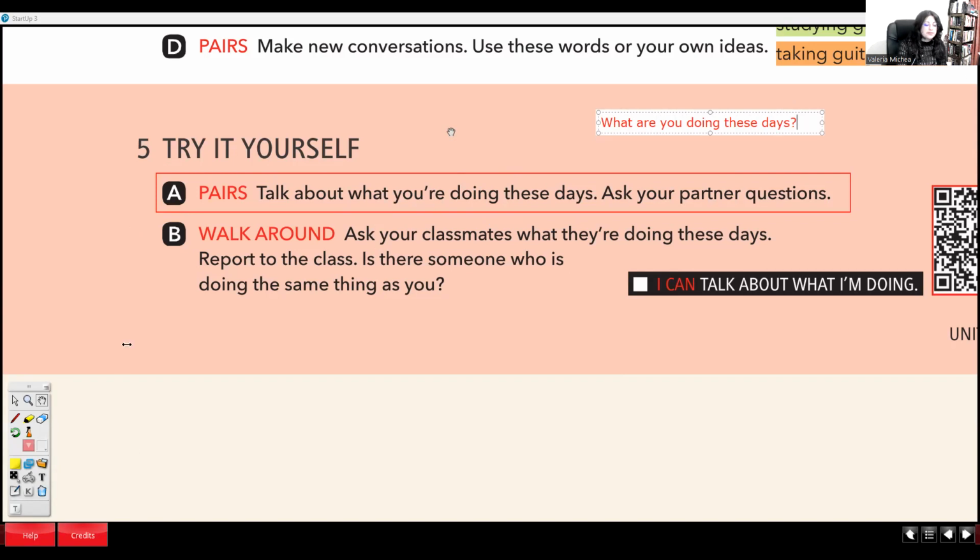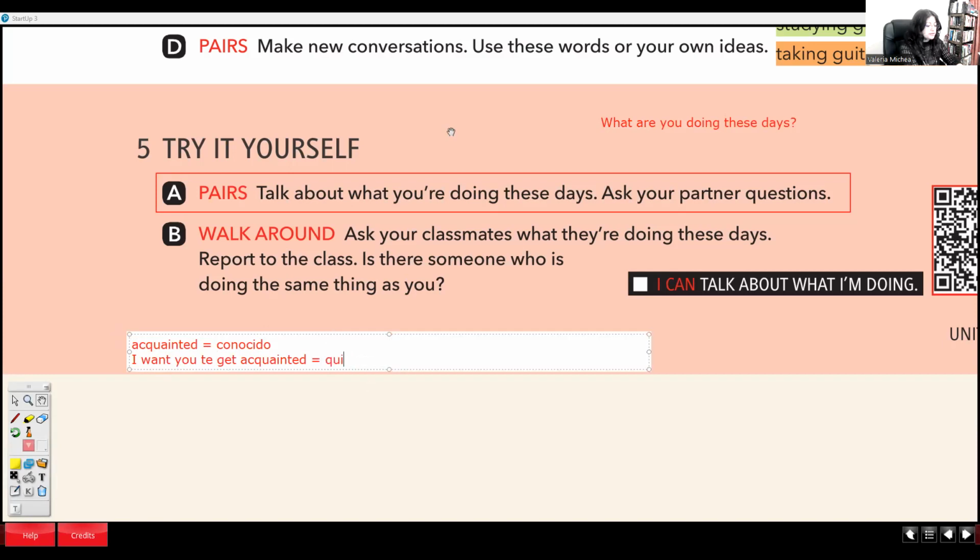Let me write this word. Some people are not familiar with it. Acquainted. Acquainted is someone you know, but it's not your friend. It's someone you just know. And what I'm telling you is to get acquainted. Let me write it. I want you to get acquainted. And what I mean by that is that I want you to get acquainted.